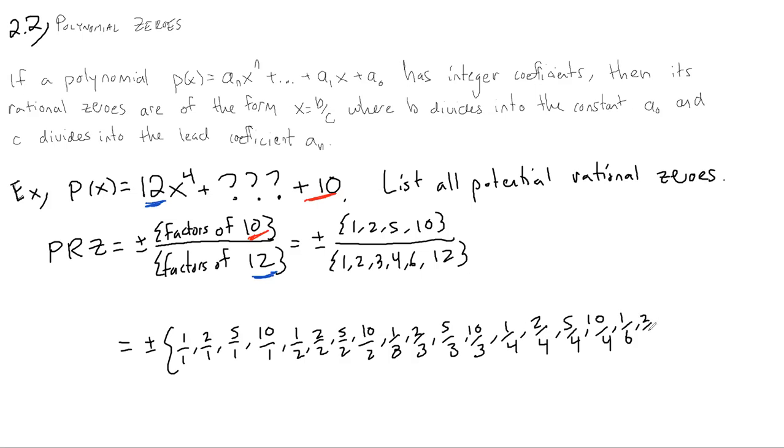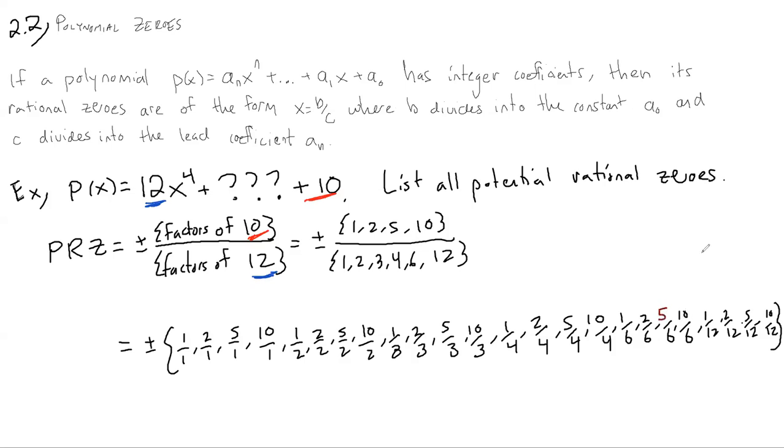1 over 6, 2 over 6, 3 over 6, 10 over 6, and 1 over 12, 2 over 12, 5 over 12. Oh, I made a mistake there. I'll go back and fix it. And 10 over 12. So I wrote a 3 over 6. That should have been a 5 over 6. Let me write it in this red color so it's a little more visible. So that one should be 5 over 6.